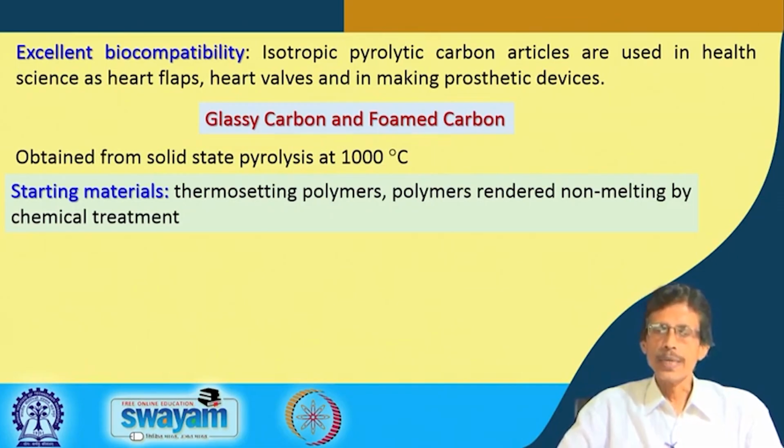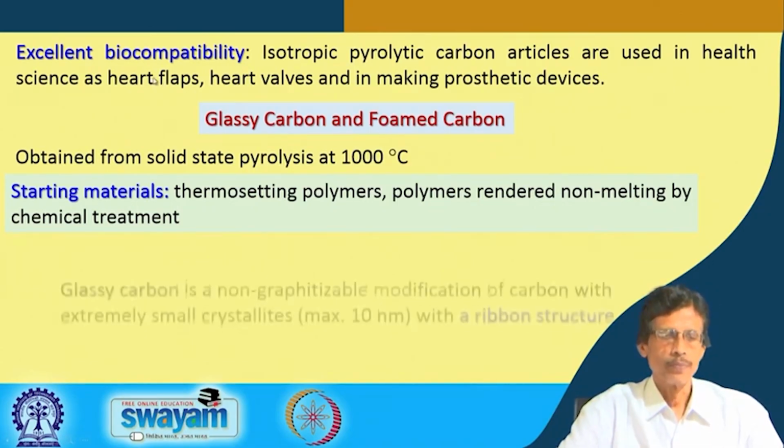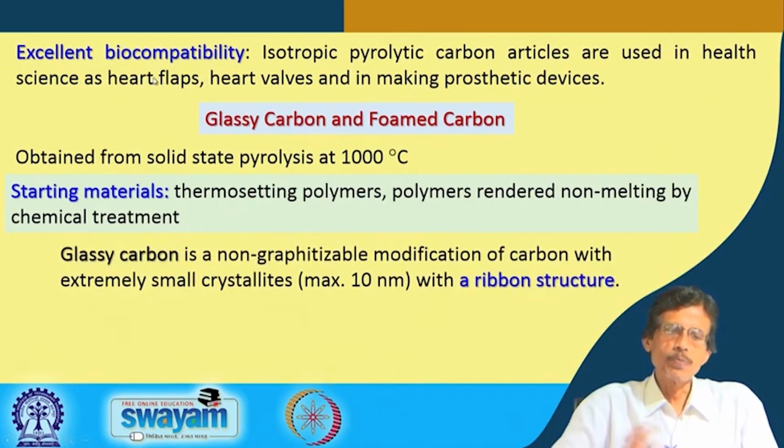Then, polymers rendered non-melting by chemical treatment. Some of these polymers basically, because otherwise if it is in the molten condition, it is very difficult to burn, and the pyrolysis also can be hampered. So, this particular variety, the first variety, the glassy carbon variety, is a non-graphitizable modification.